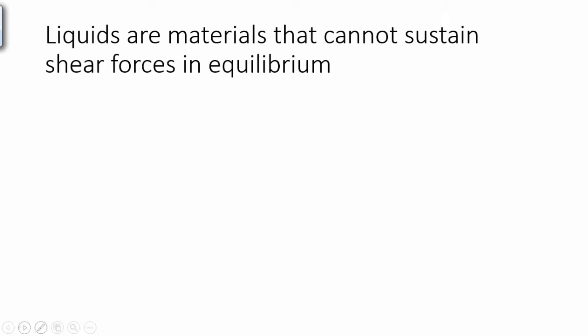Liquids are materials that cannot sustain shear forces in equilibrium. You know what is meant by a shear force, right? If you have an object like that, a force perpendicular to the object is called a normal force, and a force parallel to the surface is called a shear force. In a liquid, this cannot be there if it is in equilibrium, so it cannot sustain it. That's what makes a liquid take the shape of the container, because if it doesn't, shear forces will come into play and it will slowly redistribute itself until it takes the shape of the container, at least it occupies that region.